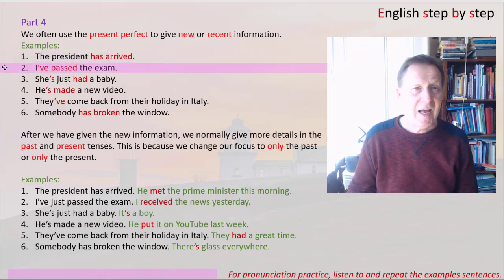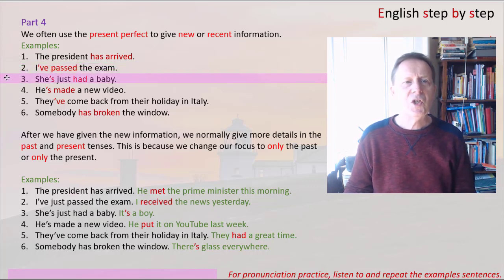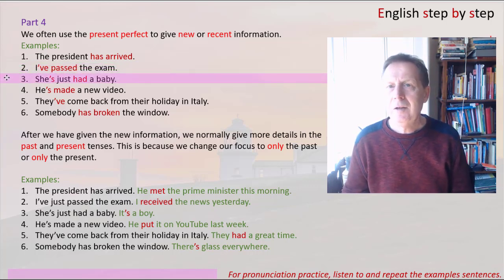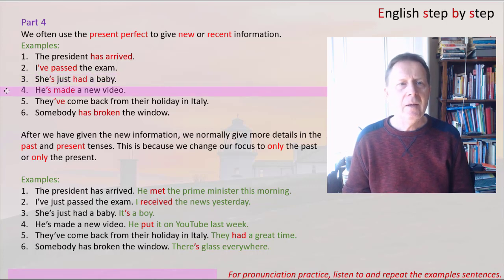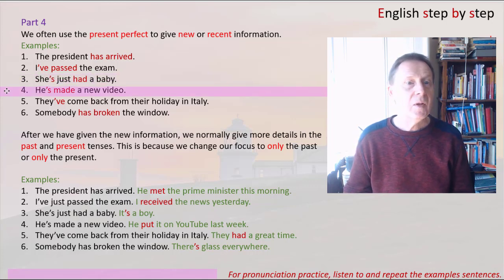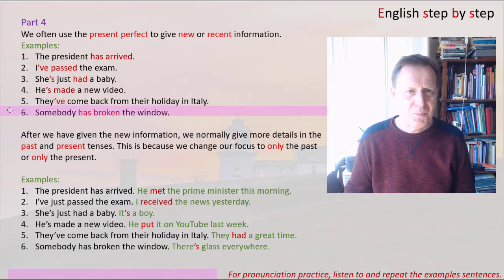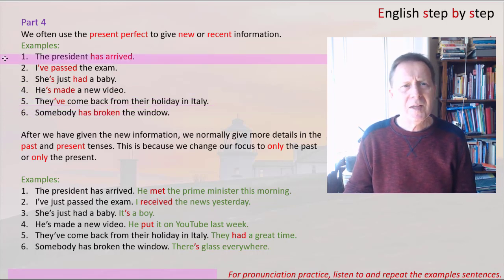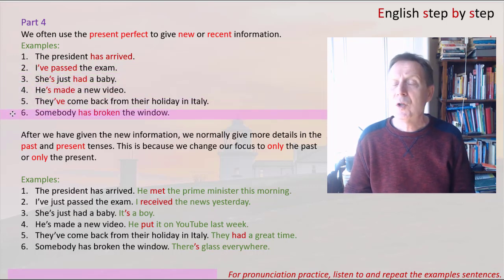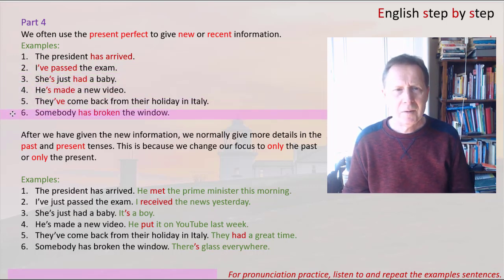I've passed the exam. Again, no specific time. She's just had a baby. No specific time. He's made a new video. They've come back from their holiday in Italy. Somebody has broken the window. So this is typical for giving new information in which we use present perfect.